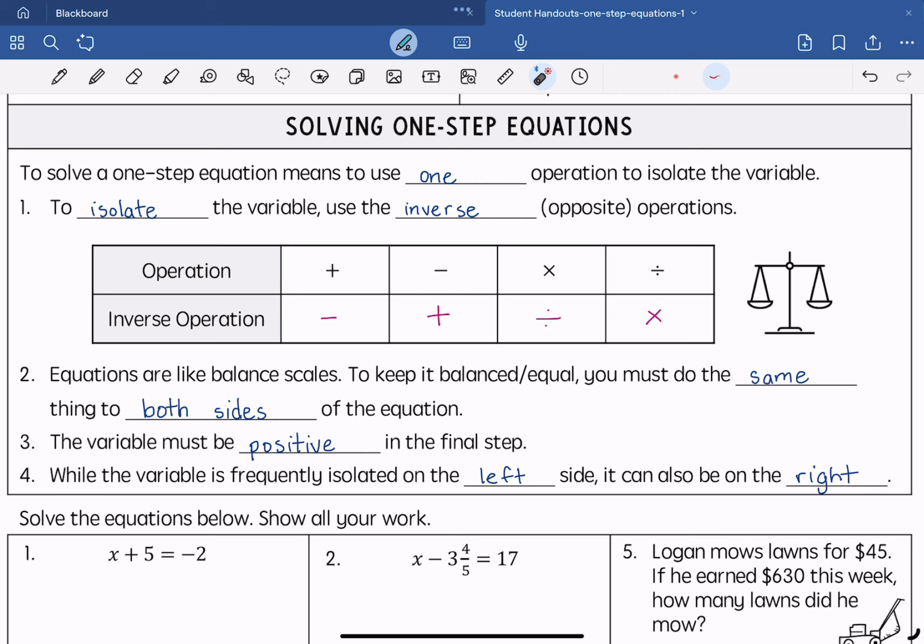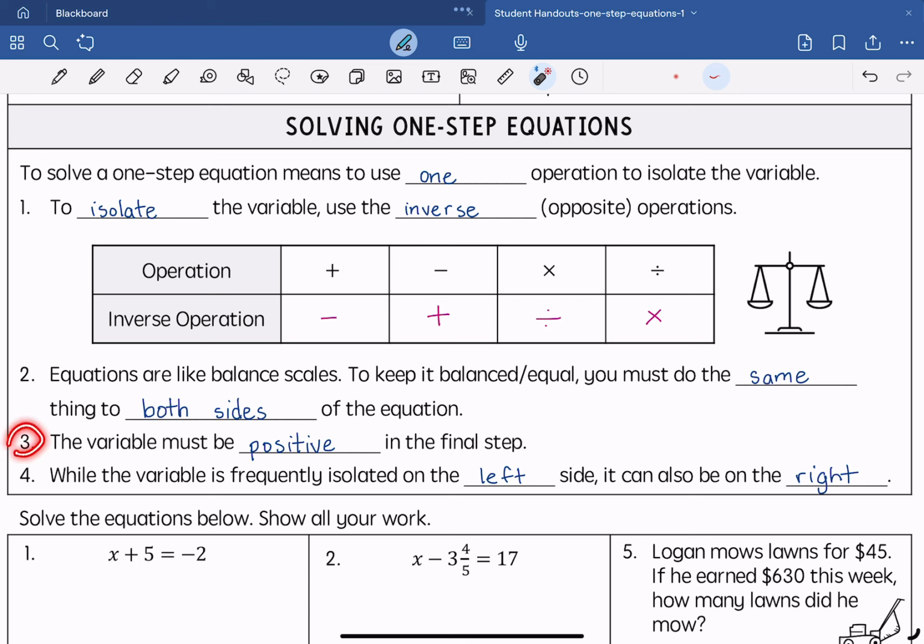equations are like balanced scales. To keep it balanced, or equal, you must do the same thing to both sides of the equation. Whatever you do to the left side, and by left side we mean the expression to the left of the equal sign, you have to also do the same operation to the expression on the right side of the equal sign.